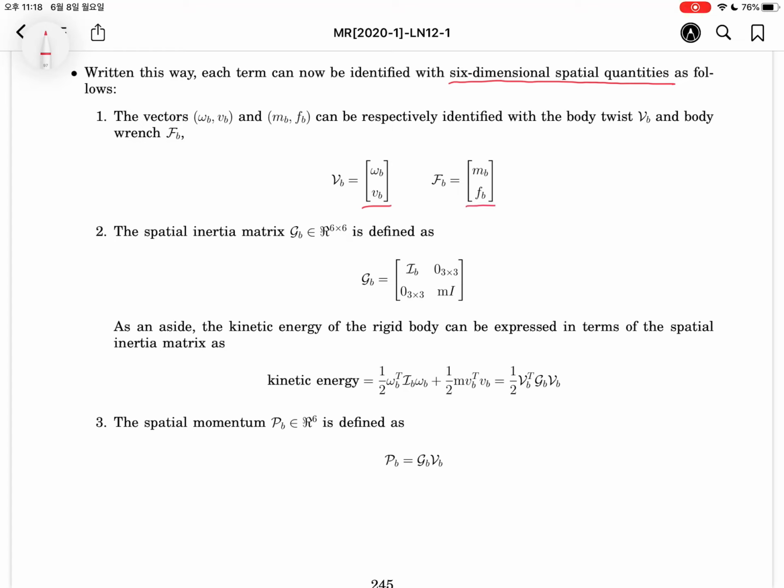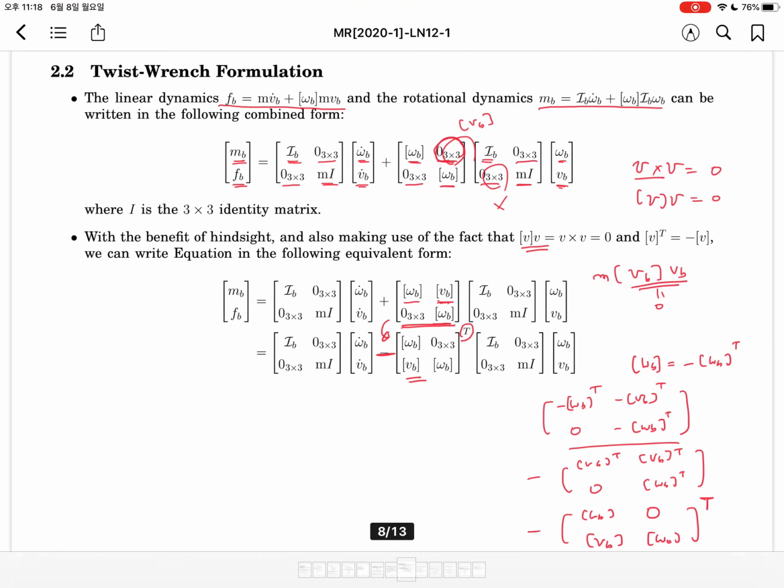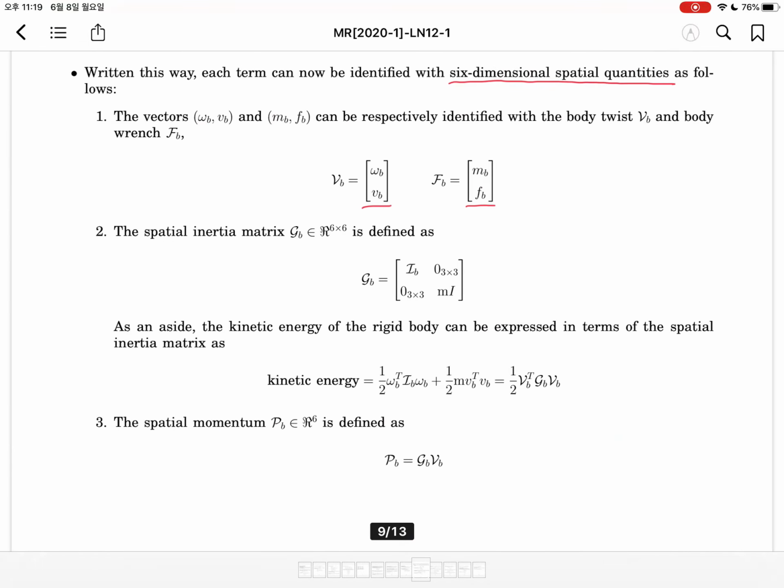Every expression is obtained in terms of the body frame, okay, not space frame. In the front side, let me assume that it is spatial inertia, belonging to R 6 times 6. So we will introduce this concept, spatial inertia matrix, like this, okay?